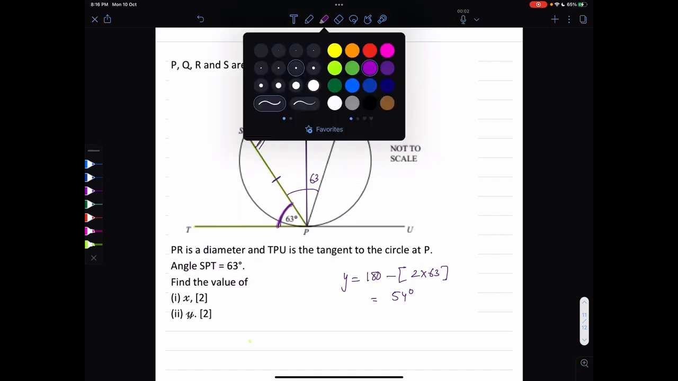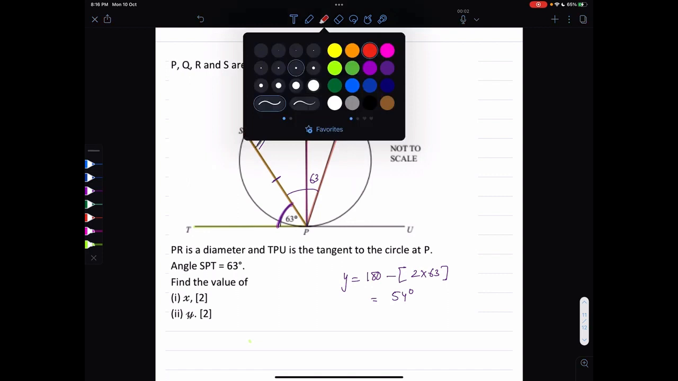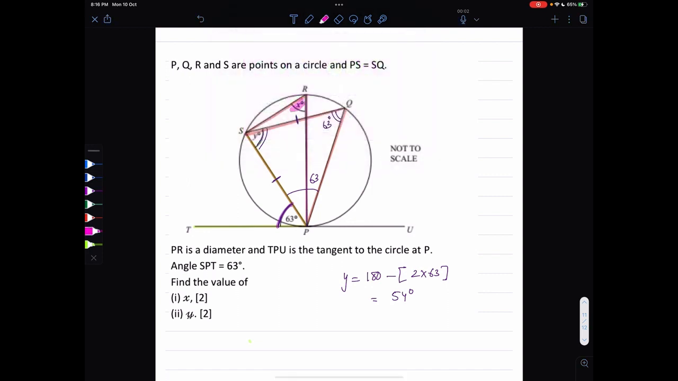Now, how do we find the value of x? If you take PS as your chord, then from this chord there are two angles at the circumference. Since these two angles are angles in the same segment, the value of these two angles must be the same. So this angle must be equal to 63 because angles in the same segment are equal.